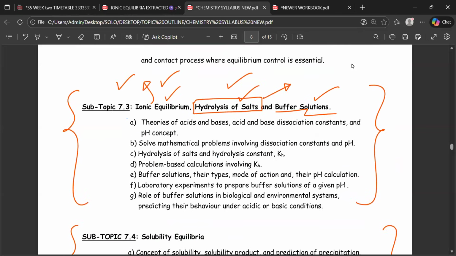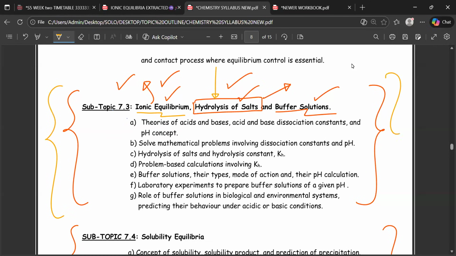Now, hope you've gotten that this is the topic that replaces acids, bases, and salts of O level. Salts, we only look at their hydrolysis, while the ionic equilibrium part takes on acids and bases. Why I'm spending my time here is that students have always asked me, for years, what is the difference between ionic and chemical equilibrium? Are they the same or different? People have a tendency of confusing those equilibria.